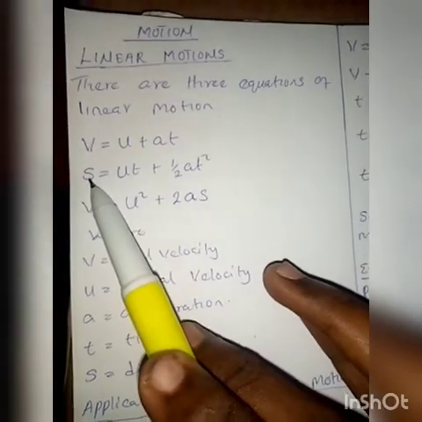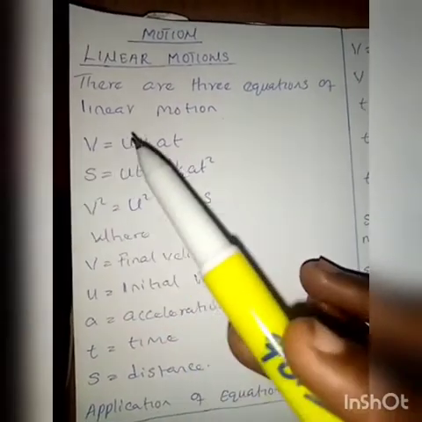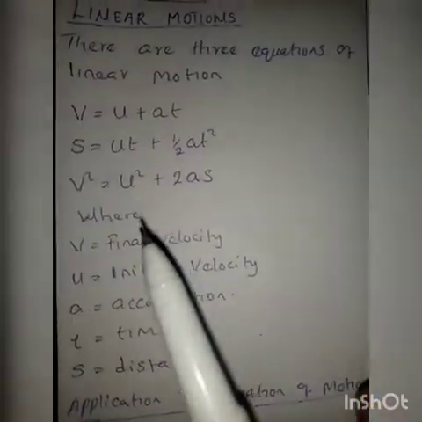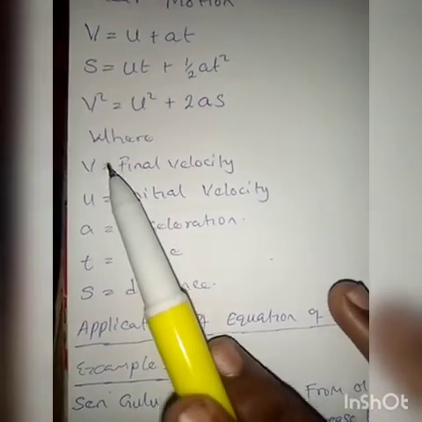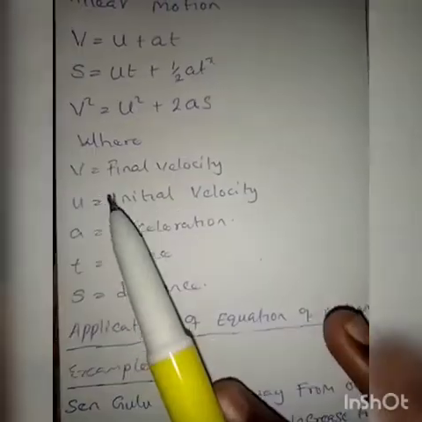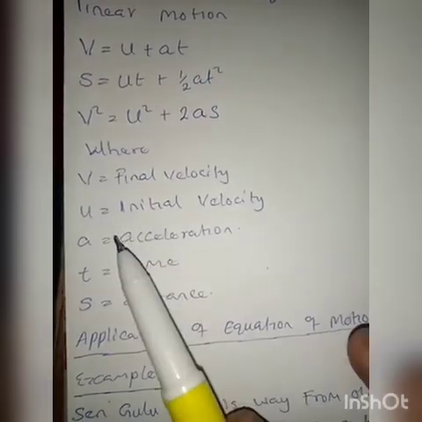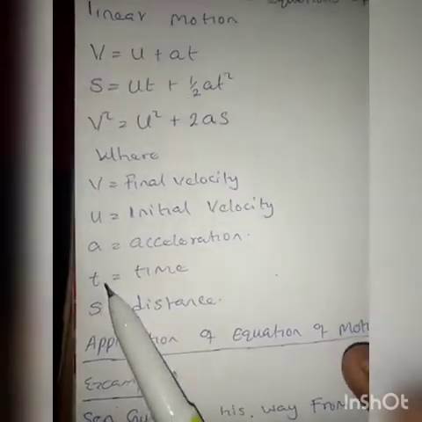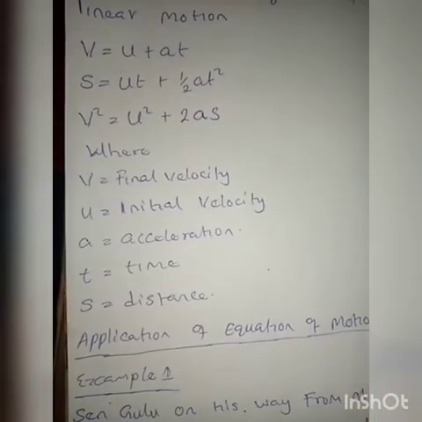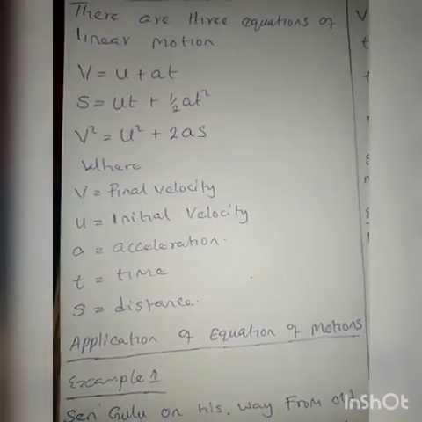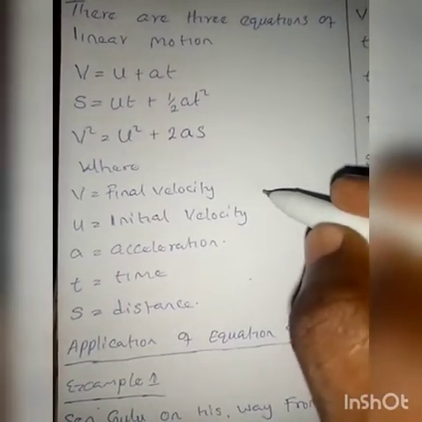V stands for final velocity, u stands for initial velocity, a stands for acceleration, t stands for time, and s stands for distance. So these are the parameters present. But there are certain things we need to keep at the back of our mind.